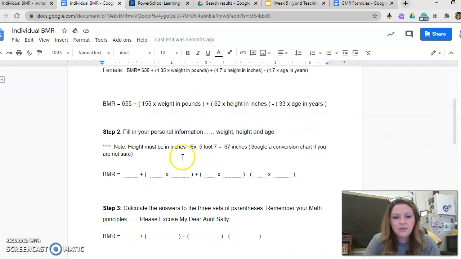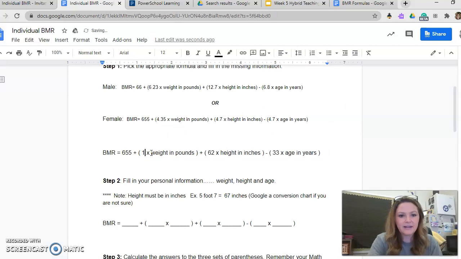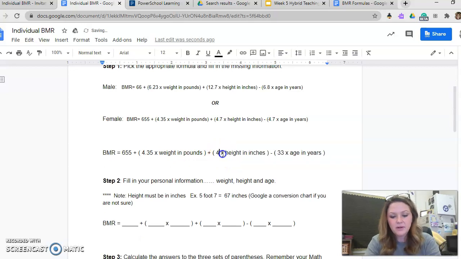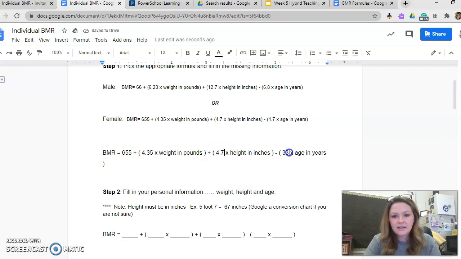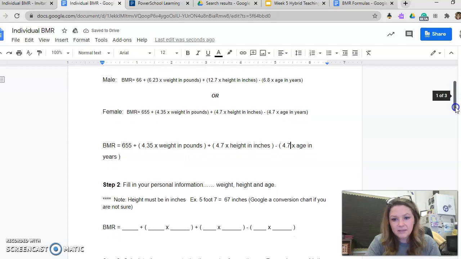Oh, well, I filled that in the wrong one. All right, so let's redo this. Let's go back and redo that. I did that wrong. So mine is 4.35, and we'll redo that. 4.7, and this is 4.7 again. Sorry guys, already messed up.